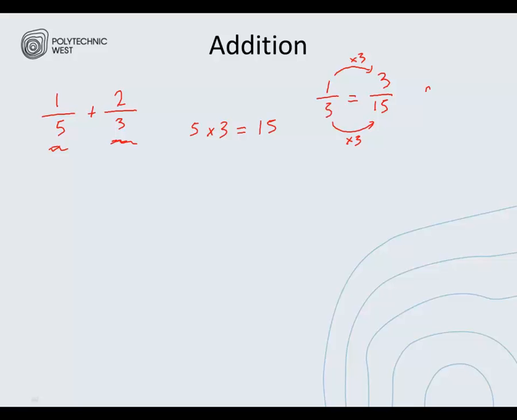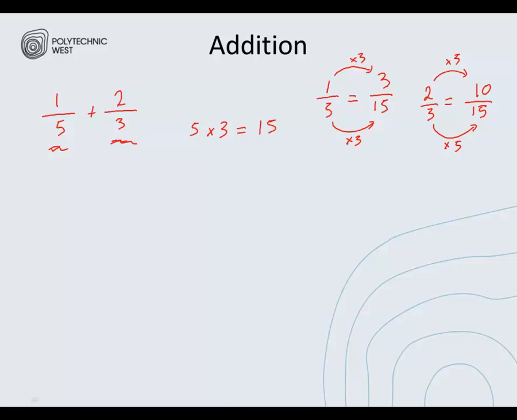And then let's have a look at the other one. 2 over 3 is something over 15. To go from there to there, I multiplied by 5. So I take that one and multiply it by 5. 2 times 5 is 10. So 2 over 3 is 10 over 15.